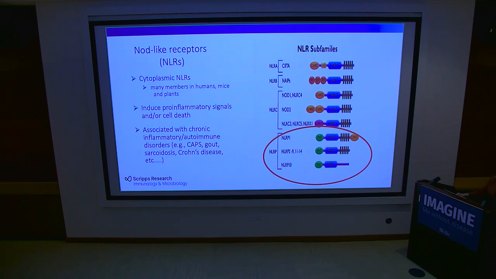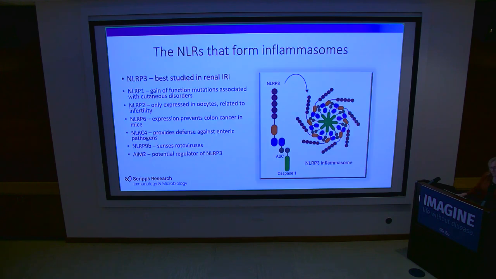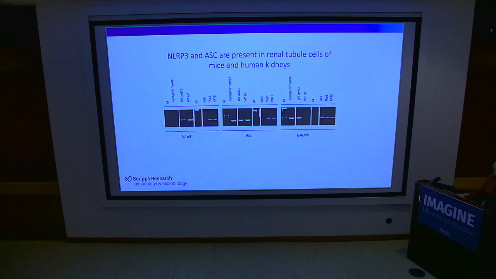They're well associated with chronic inflammatory diseases, CAPS, gout, sarcoid, NOD2 with Crohn's disease, many other diseases. In fact, there's a whole slew of them. And there's an intense interest in many diseases in looking at the NLRP family, and certainly NLRP3 is the best studied in kidney ischemia reperfusion injury. And so we started asking whether indeed this might be a reasonable target.